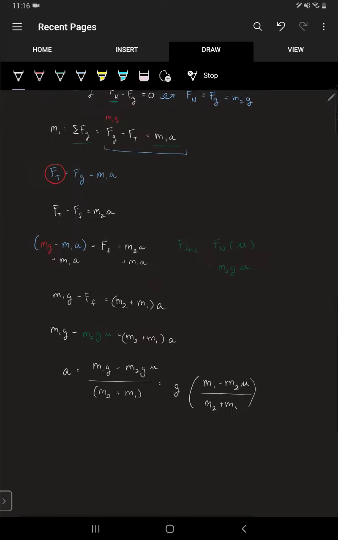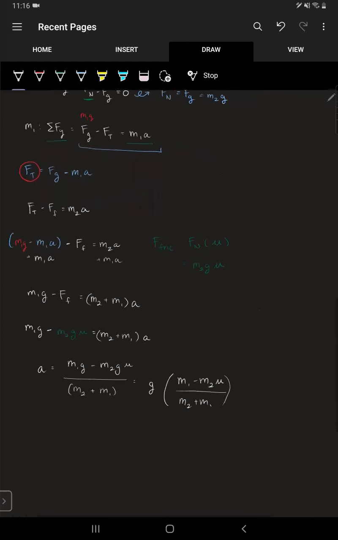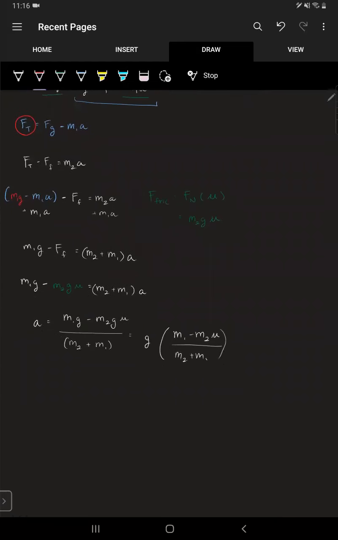Now, it may look similar to the other equation we derived, but in this case, you're not just subtracting M1 and M2. You're taking M1 and you're subtracting M2 mu. This will be a much smaller number because it is dependent on the coefficient of friction. Okay?